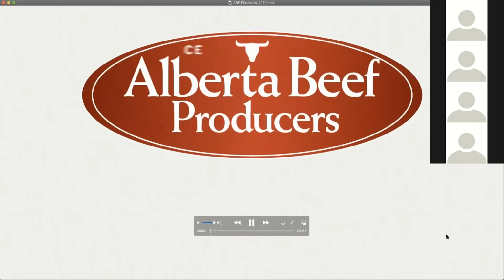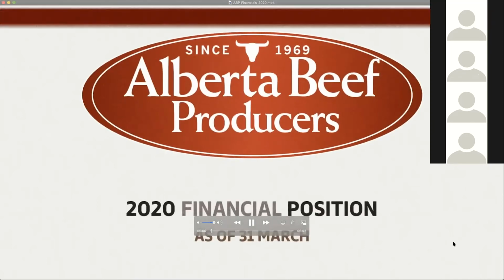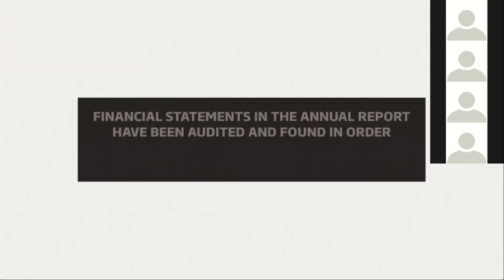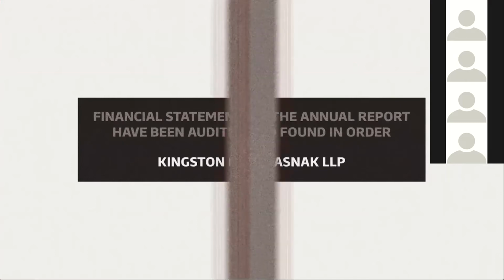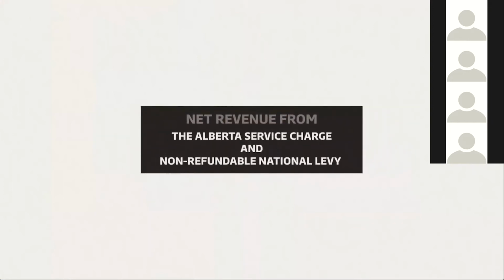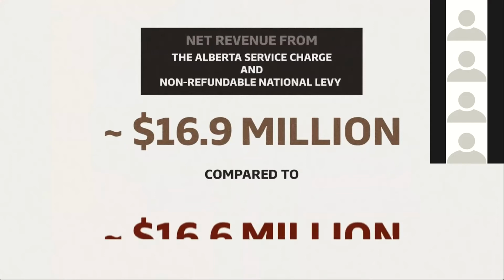Financial position as of March 31st, 2020. The financial statements in the annual report have been audited and found in order by Kingston Ross Pasnick LLP. The statement of operations reflects net revenue from the Alberta service charge and non-refundable national levy of approximately $16.9 million, which is comparable to the prior year.